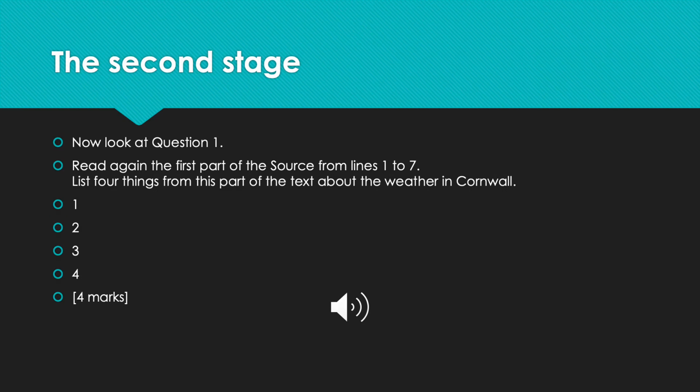And now to the second stage. Once you've read the whole text through, now look at question 1. What you need to do here for this one is read again the first part of the source from lines 1 to 7, list 4 things from this part of the text about the weather in Cornwall.